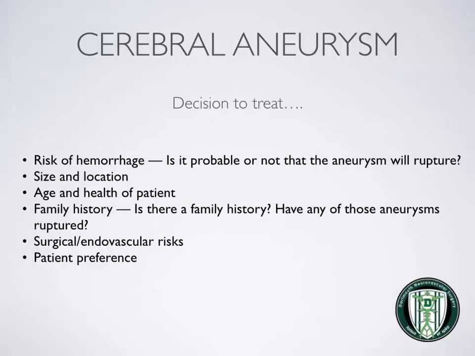When deciding to treat a brain aneurysm, there are many factors to consider. Those include the risk of hemorrhage, which is oftentimes associated with the size and sometimes the location of the aneurysm. Age and health of the patient is important to consider when making a decision about an operation. A family history and family impact of brain aneurysms often is factored in when deciding to pursue treatment.